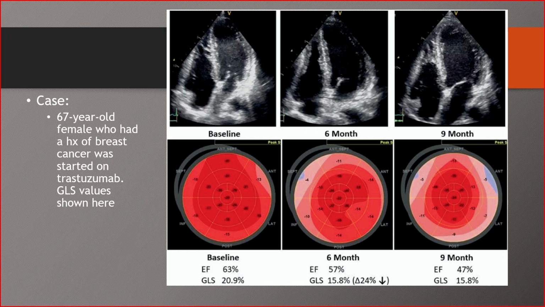Despite that, she was not started on any cardioprotective therapy, and then 3 months from that point, her EF dropped down to 47%, which, according to our initial definition, qualifies for CTRCD, or cancer therapy-related cardiac dysfunction, hence highlighting the importance of paying attention to the GLS rather than just the ejection fraction alone.